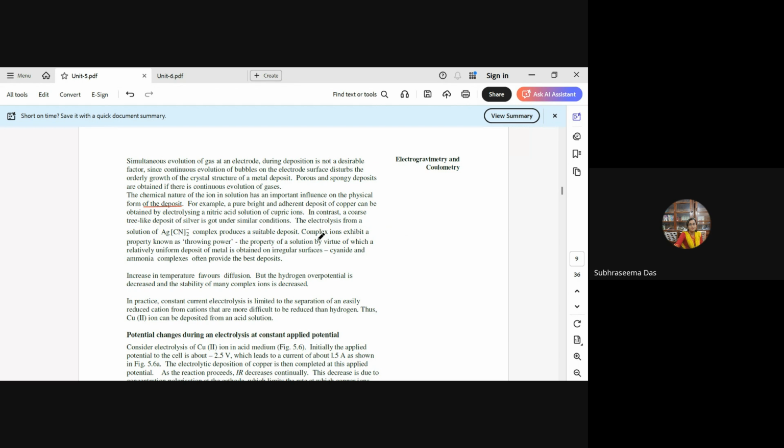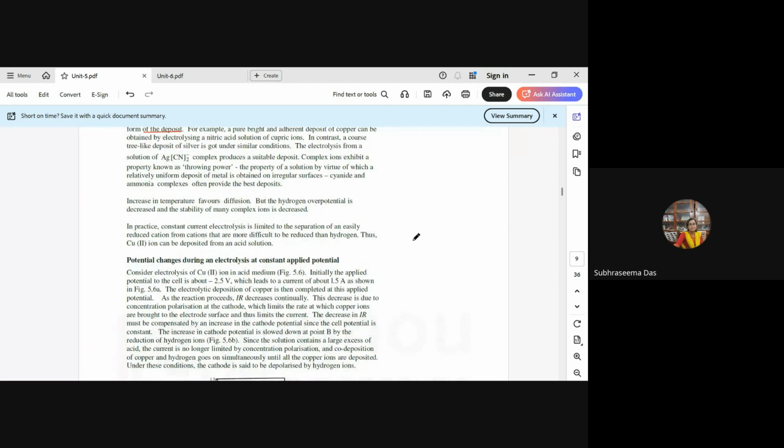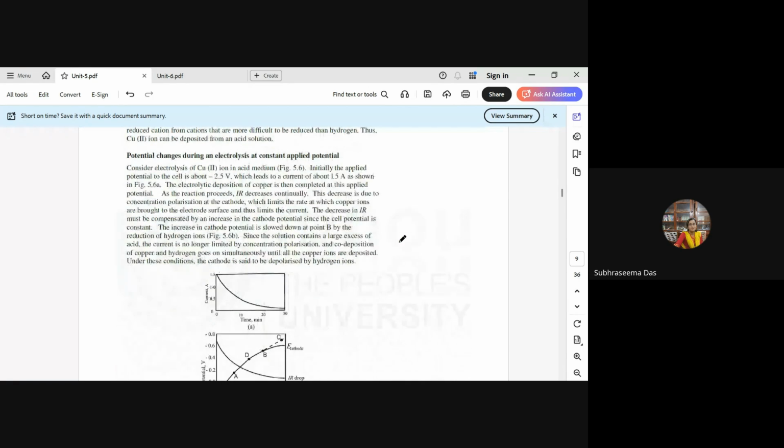Complex ions have a property known as throwing power, by virtue of which the deposit is made on irregular surfaces. Increase in temperature also favors diffusion, but the hydrogen overpotential is decreased and the stability of many complexes is decreased. So in practice, constant current electrolysis is limited to the separation of an easily reduced cation from cations that are more difficult to reduce than hydrogen.